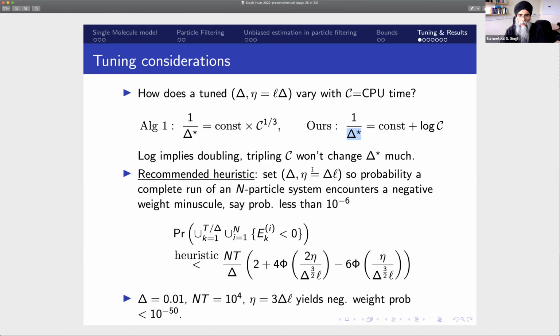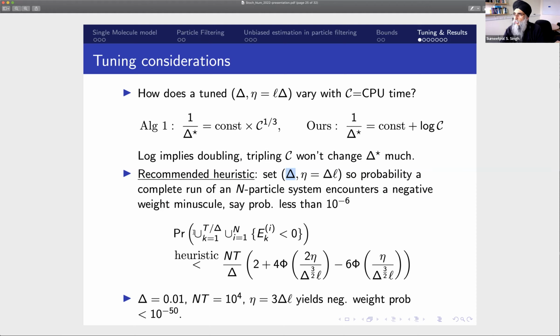Okay. And this is the heuristic we do advocate and we do implement, and it produces pretty good estimates. We advocate choosing delta and always choosing eta to be delta times the Lipschitz constant of the intensity function, so that the probability that an n particle system will encounter a negative weight is minuscule. So let's say this was the bound we found. We just have to choose delta, because eta is fixed as delta times L, so that the probability of this is smaller than 10 to the power minus 6, say.